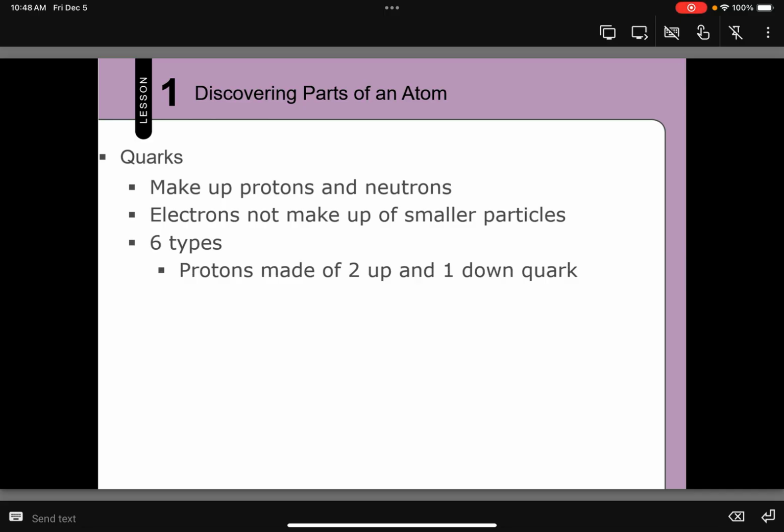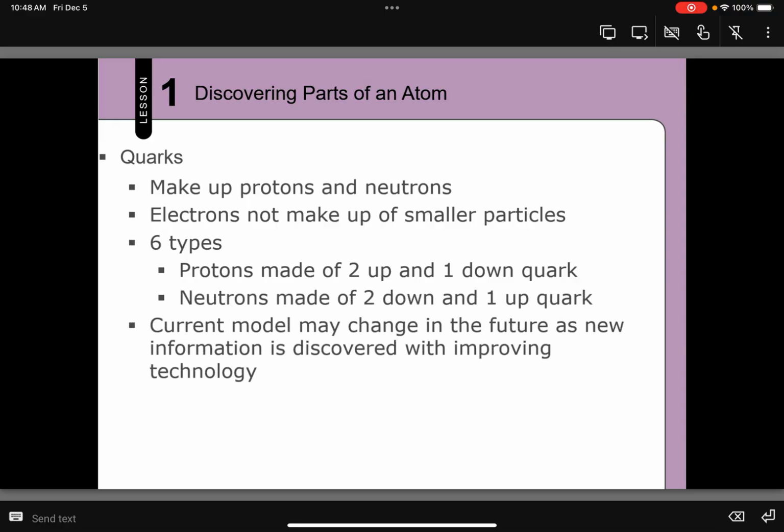So, there are 6 types of quarks, and you should have this written in your book in the margin. Up, down, top, bottom, charm, and strange are the names of the quarks. That's the key concept. They have found that protons are made up of 2 up and 1 down quarks, and neutrons are made up of 2 down and 1 up quarks. I don't know where charm and strange come in. I just don't know enough about that to comment on it, honestly.